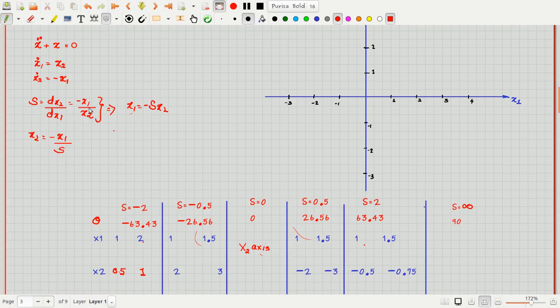x2 equal to 0 means which line? It would be this line, right? It would be the x1 axis. So that is why I have written this also, just for showing you that. Okay, this is the x1 axis. So we had seen previously that all the trajectories cross the x1 axis at an angle of 90 degrees, at right angles to the axis. So that's why I have written here.